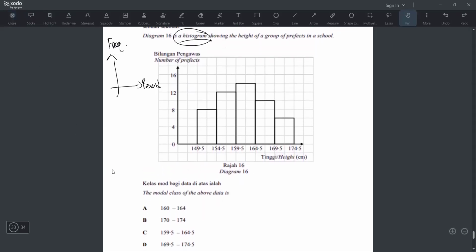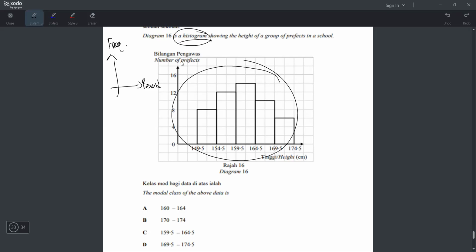Okay, I remember, this chapter sometimes comes out in paper 2 also. In paper 2, sometimes they will ask you to use graph paper to draw the histogram, or draw the frequency polygon, or draw the ogive, right? This chapter is from Form 5 chapter 8, the measures of dispersion for grouped data. But this question they never ask you to draw the histogram. It's paper 1. Paper 1 will never ask you to draw. Paper 1 is just given. So they don't make us draw, but instead they draw it for us.